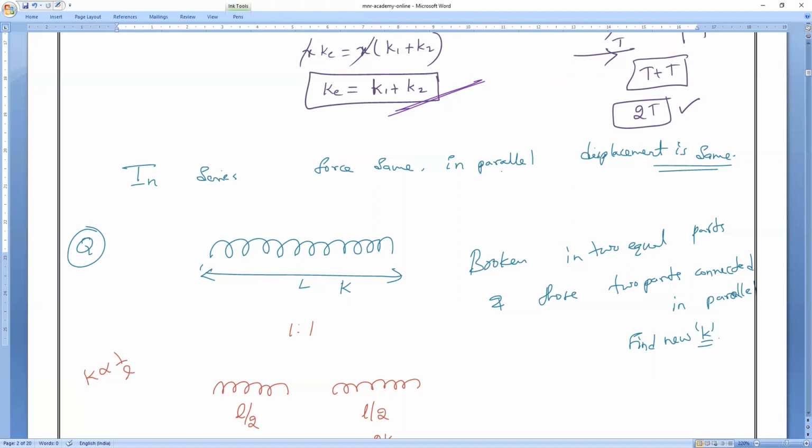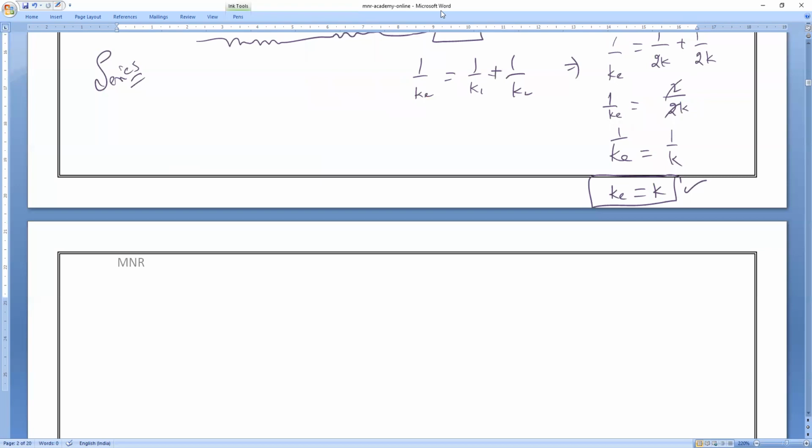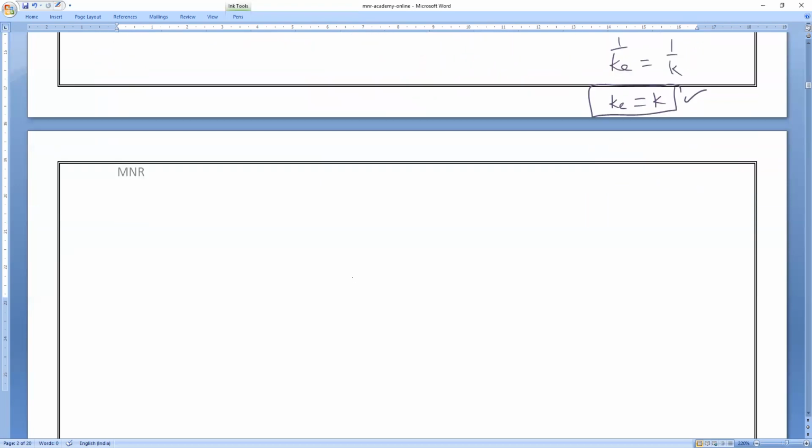Clear, everybody? Understand or not? So that is the combination of springs in series connection as well as parallel connection. Hope you all solved it. Can you solve it or not? Is it okay, everyone?